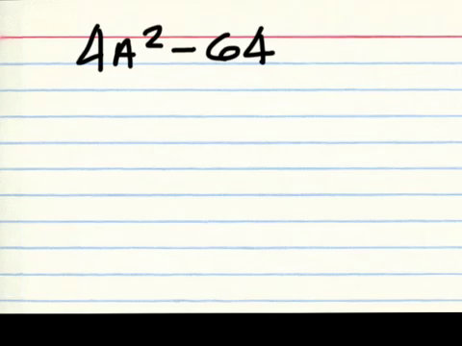Now in this example, you have 4a squared minus 64. There are one of two ways that you might be able to do this. So we could check by factoring out a 4 first. If you take a 4 out all the way through, this is what you're left with.